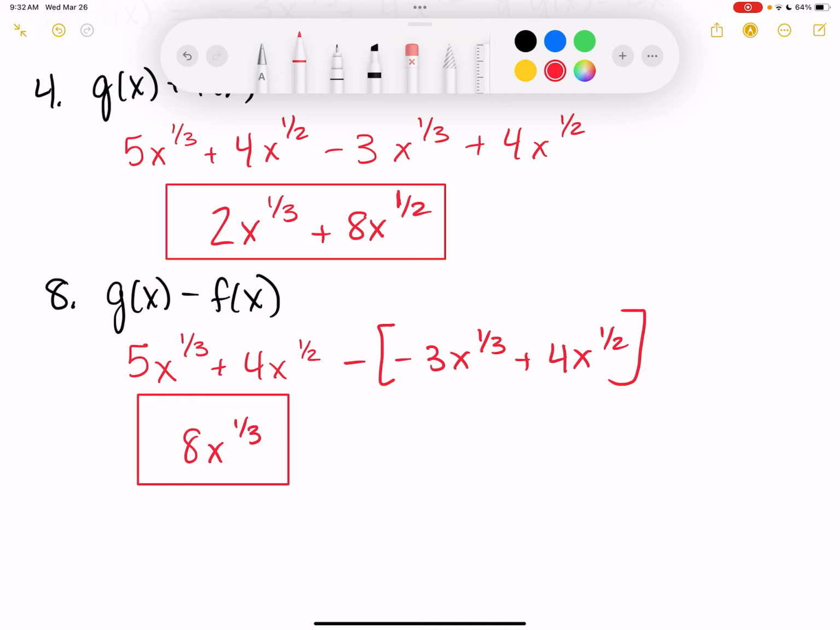So would it be wrong to use parentheses and not brackets? No, parentheses are fine. I just usually use brackets if it's going around something big. Okay, I just didn't know if there was something specific. No.